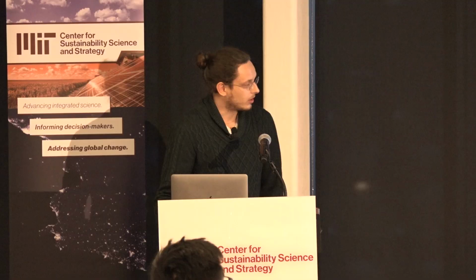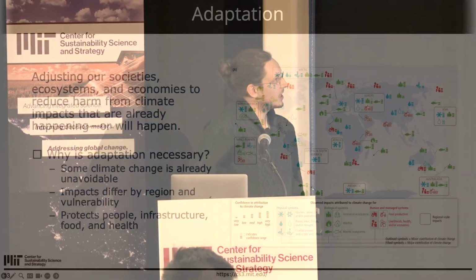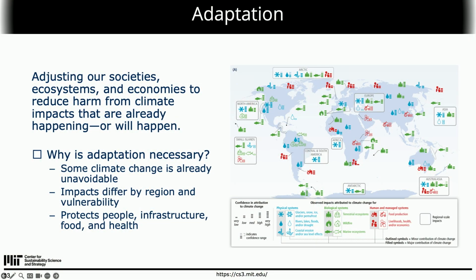So I'll go first with adaptation. Adaptation is adjusting our societies, ecosystems, and economies to reduce harm from climate impacts that are already happening around the world. This figure here is just to show that there are different stakes around the globe, and as a continent, you have different threats, but also at the local level.